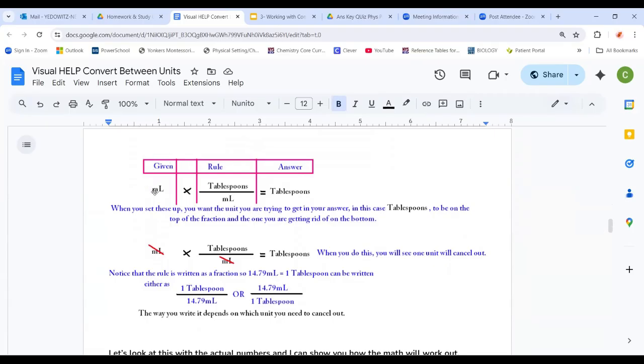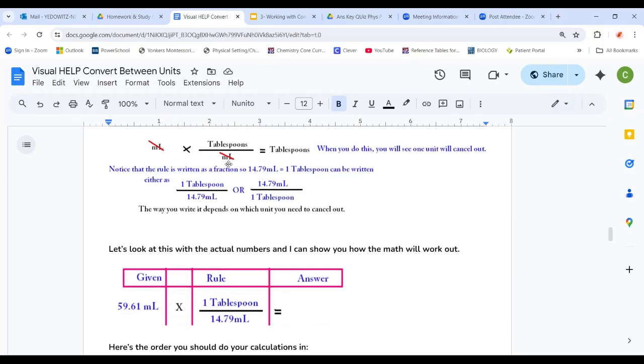You're always going to start with a unit that's given. Your conversion factor is a rule. It's a rule that relates two things that is definitely true. And then your answer is always going to be the unit you want to keep, and you're going to have one unit that cancels out.